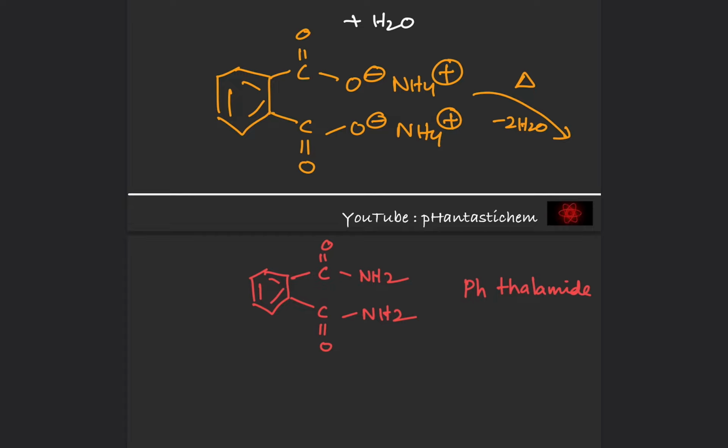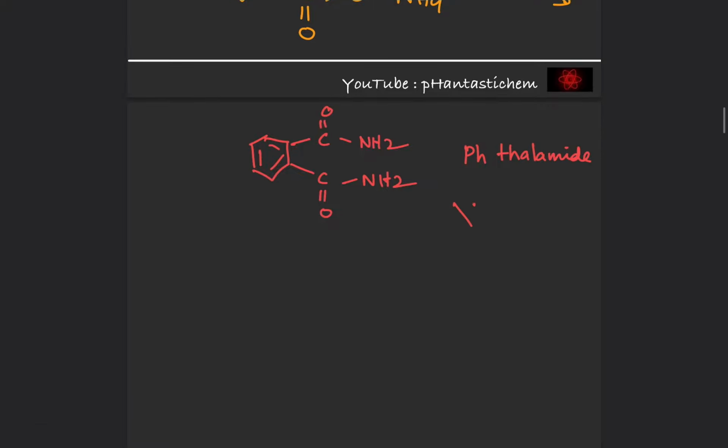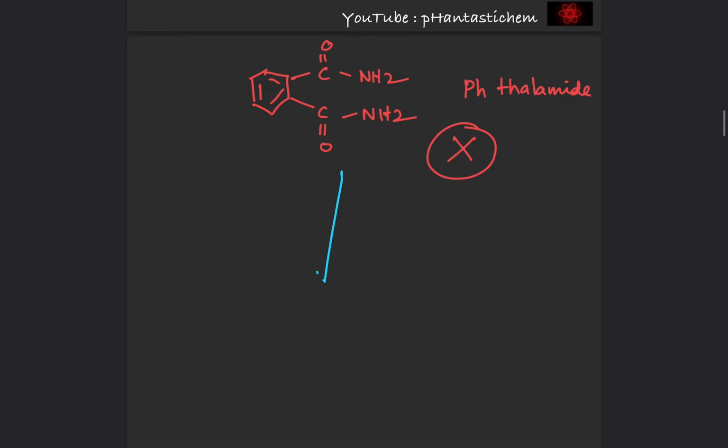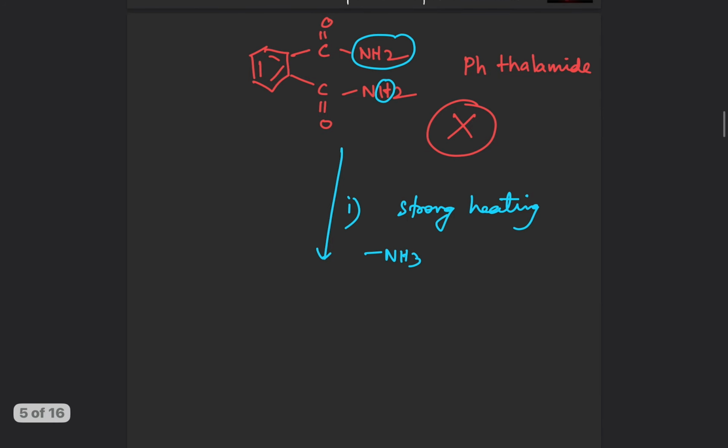So therefore, this is our X. So we found what X is, okay? And then the first thing we do with X is strong heating, okay? So upon strong heating of X, what will happen? We will lose a molecule of ammonia, okay? So let's say NH2 from here and 1 H from here. So we will be getting a compound like this.